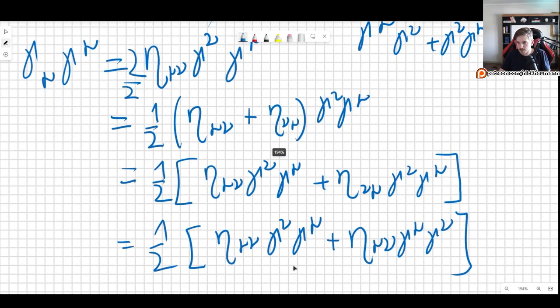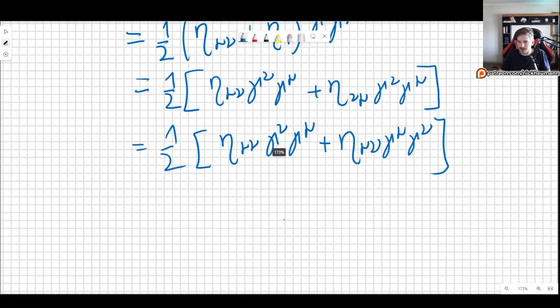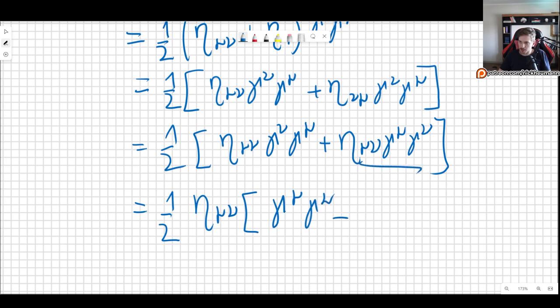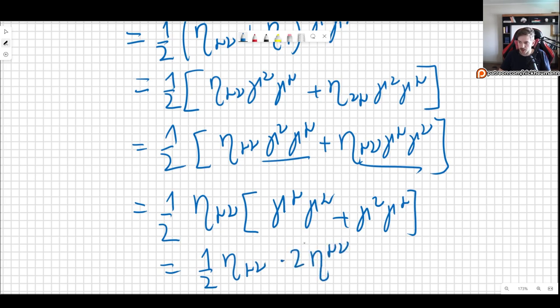But now what we have here, look at this. This is 1 half of eta mu nu, which I'm going to factor out, of gamma mu gamma nu, plus gamma nu gamma mu, which is precisely the Clifford algebra relation, right? The anti-commutator that defines the Clifford algebra. So we know that that is 2 times eta mu nu. So the 2s cancel out and we have eta mu nu, eta mu nu.